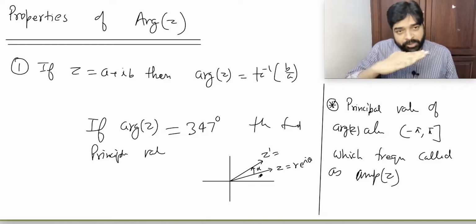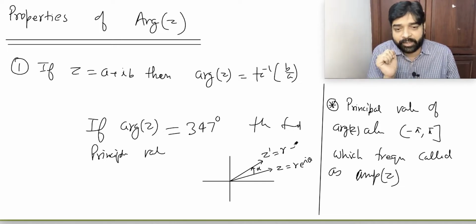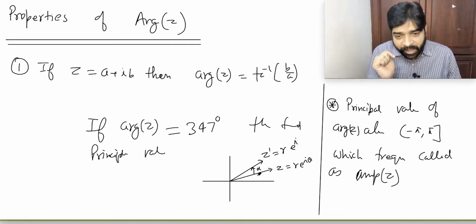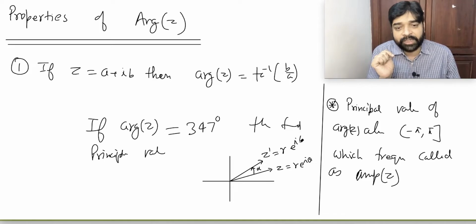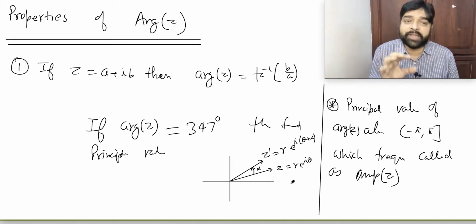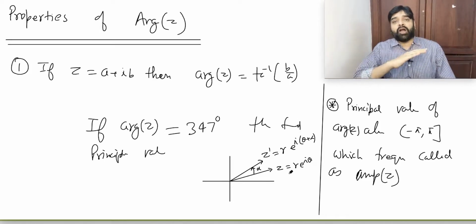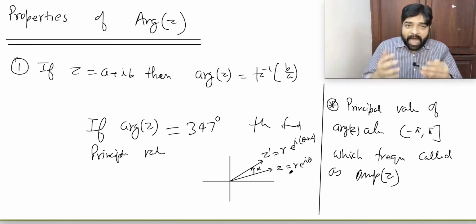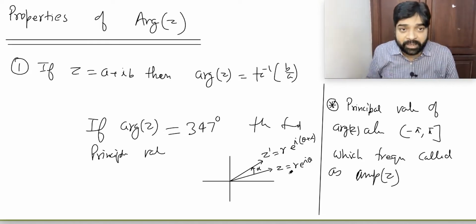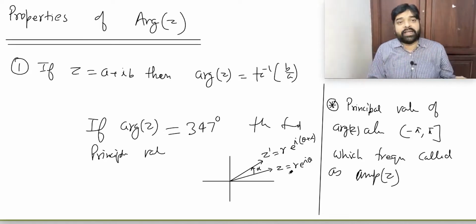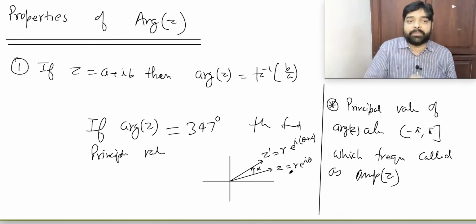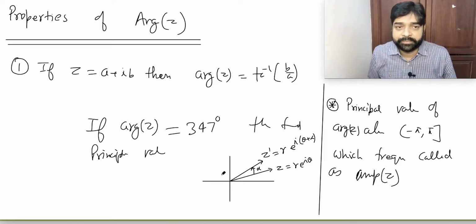The modulus will be the same because you simply rotated it. r into e power i, this is theta and this is alpha, so theta plus alpha. What I am trying to tell you: if you rotate a complex number in the anti-clockwise direction, its argument will increase by that much angle. And if you rotate in the clockwise direction, the argument will decrease by that much angle. Did you understand, everybody?